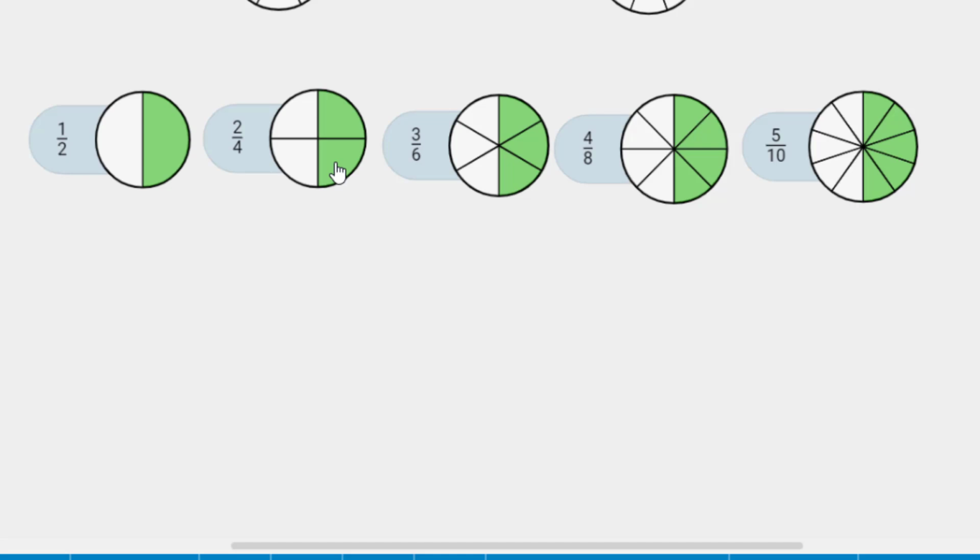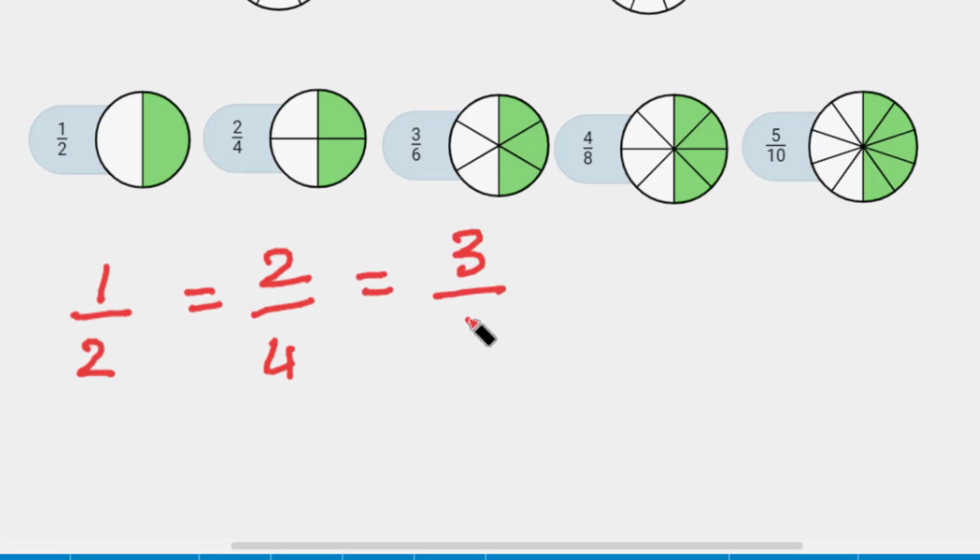Same size but from different fractions. So, this is equivalent fraction. So, how we will find that equivalent fraction means, now you just see here 1/2 is equal to 2/4. It is equal to 3/6, equal to 4/8, equal to 5/10.